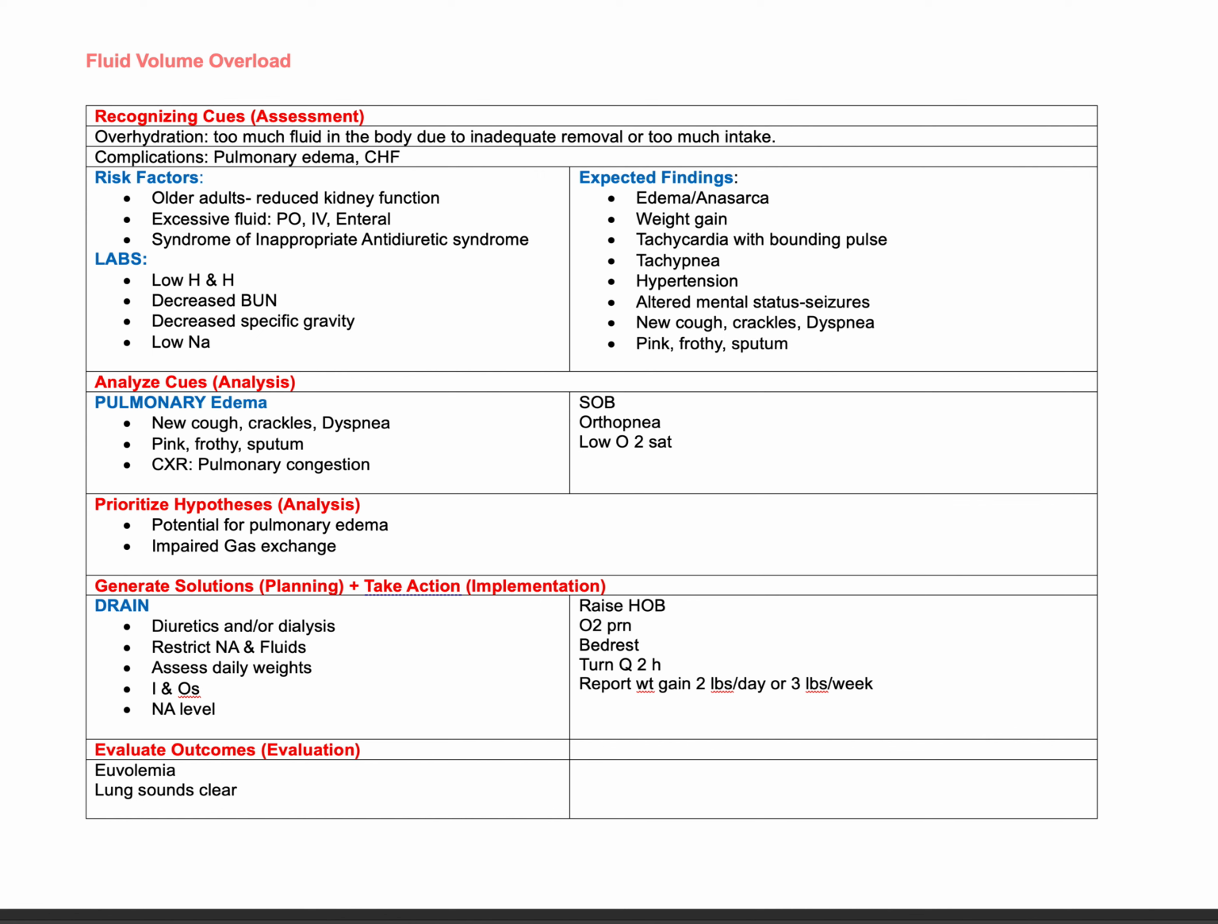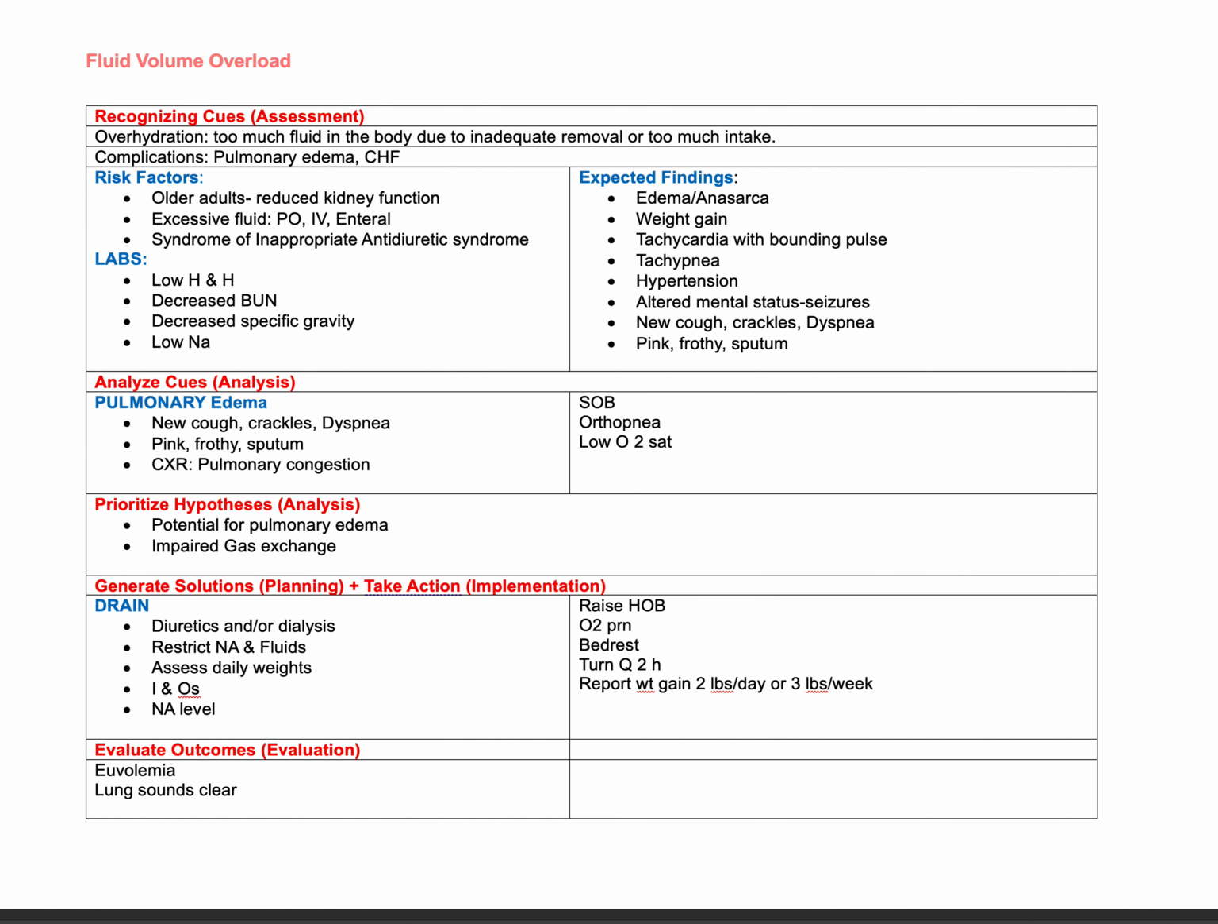So I don't know if you've seen anybody short of breath, but they sit up and almost tripod themselves. So you might have to put them in high Fowler's, right? You would do that before you even put oxygen on somebody because that's going to help them tremendously if you lift that head of the bed.